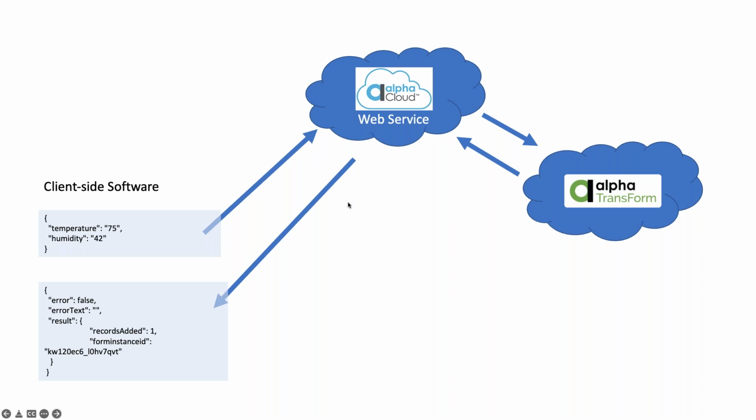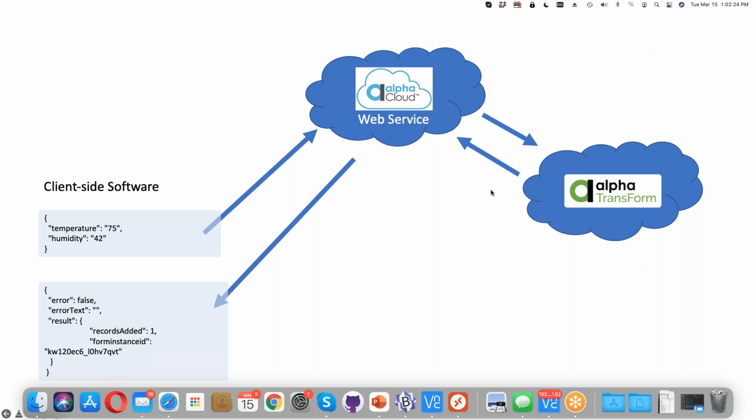To do that, we actually created a middleware, a web service piece in between using Alpha Anywhere, a companion product to Alpha Transform. How it worked was back on the Raspberry Pi side or the client side, the microcontroller, it would send over, making an HTTPS request, a series of JSON data. In this case, it was just temperature and humidity.